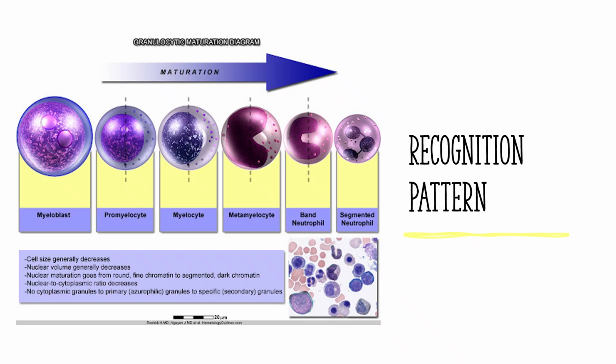Chromatin simultaneously becomes darker and more condensed, reflecting reduced transcriptional activity. Third, the nuclear to cytoplasmic ratio decreases. Early cells appear nucleus heavy, but as differentiation occurs, cytoplasm expands and develops functional granules. And finally, granule development follows a predictable order. Primary azurophilic granules appear first, followed by secondary specific granules that define granulocyte function.